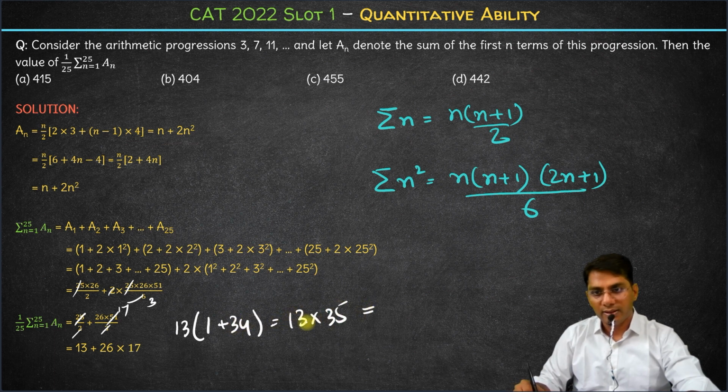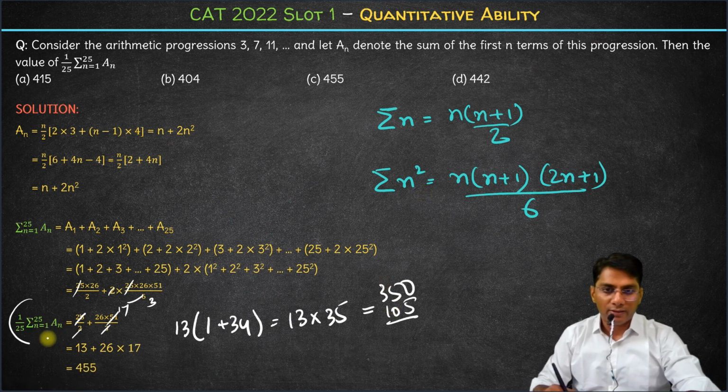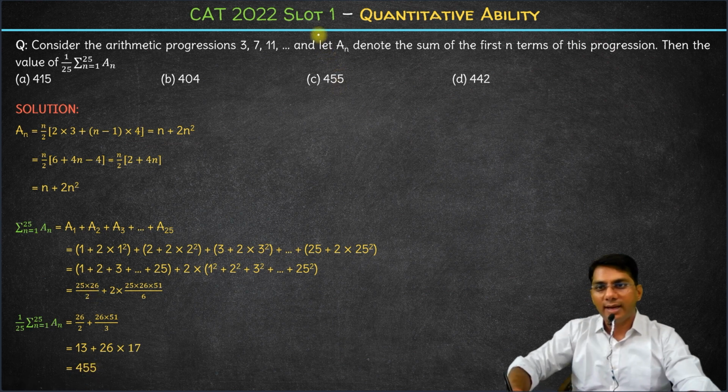This is what we get. 10 into 35 is 350 plus 3 into 35 is 105. So the sum comes out to be 455. So the required answer is equal to 455. Hence the answer here is option C, 455.